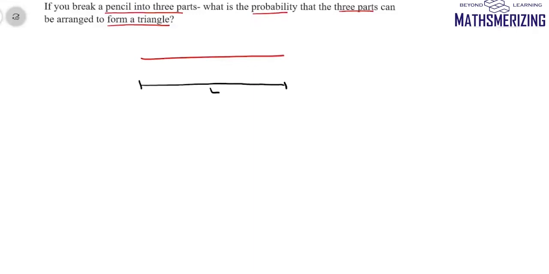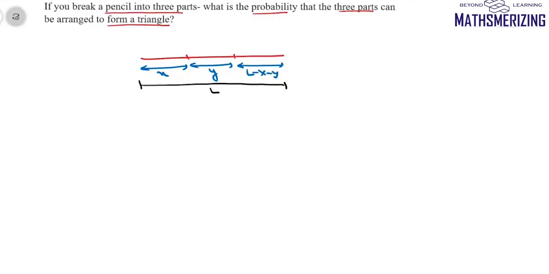Today we'll discuss an interesting problem in geometrical probability. The question goes like this: if you break a pencil into 3 parts, what is the probability that the 3 parts can be arranged to form a triangle? Suppose we have this pencil, and suppose the length of this pencil is L. Now we have to break this pencil into 3 parts. Suppose these are the 3 parts. Now suppose the length of the first part is x, the length of the second part is y, and the length of the third part will be L minus x minus y.